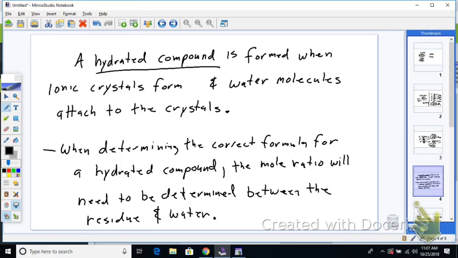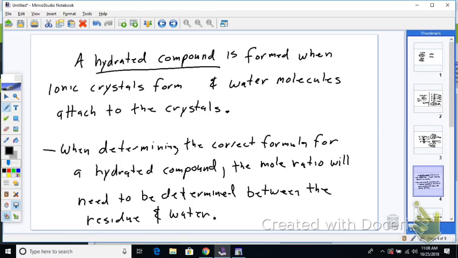So a compound that's hydrated has water molecules as part of the crystal. And it's always going to be a whole number of molecules attached to the crystal. So if we're going to determine the correct formula, we need 2 things. We need the mass of the water and the mass of the leftover solid after driving off the water. So those are the 2 weights we need to use. There's going to be 3 weights you can use.